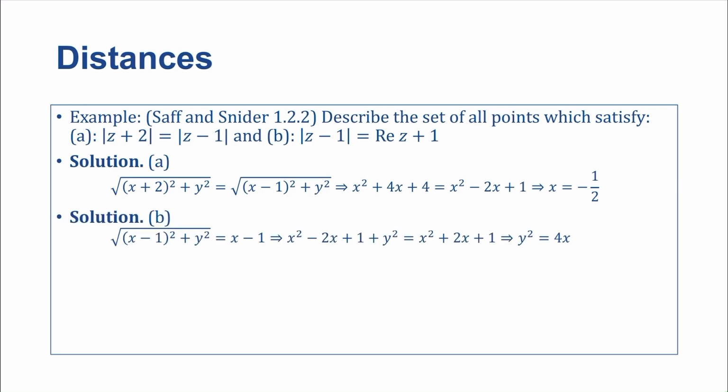Anyways, we can move on to the solution for the second part, which is a slightly more complicated affair. But we start off from the same principle by substituting in x plus iy for z, and then taking the real part and pushing it over with x, the real part of z. So we get the square root of x minus 1 quantity squared plus y squared is equal to x minus 1. Now, there's a little bit of funny business going on here.